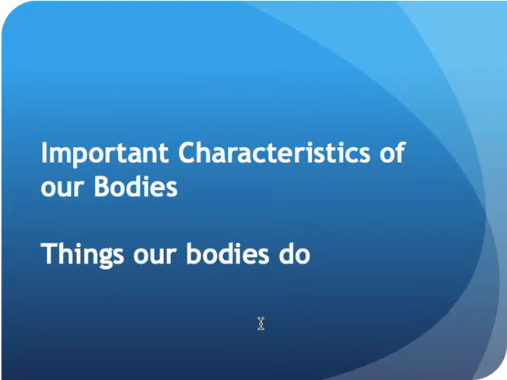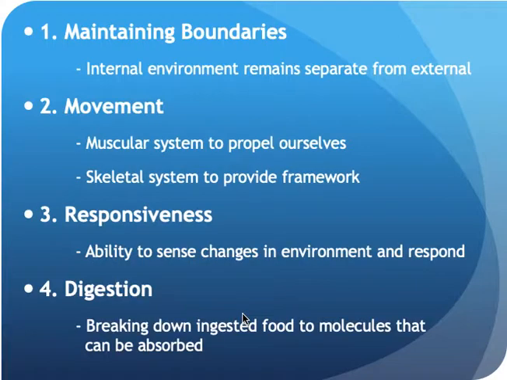So now we get to important characteristics of our bodies, which is basically just things that your body is going to do. We're going to maintain boundaries. This is a really important one. The internal environment is going to remain separate from the external environment. And this is, again, my body trying to maintain homeostasis, or maintain this environment that it functions best at. Movement: our muscular system is going to be used to propel ourselves.